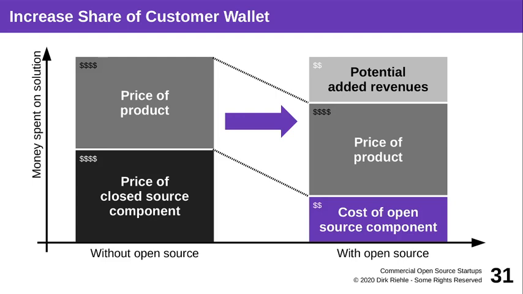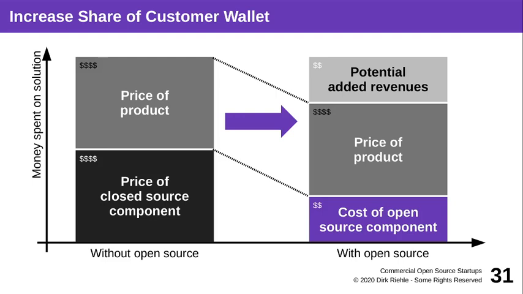I illustrate this here by a shift from the left, without open source, to the right, with open source. And in the right situation, the vendor of the product in the middle now sold to a customer their solution, their product, on top of an open source component. And then, because that open source component is cheaper, there's suddenly money left in the customer's wallet that maybe the vendor of the product could acquire by upselling the customer, selling new models, cross-selling, whatever.